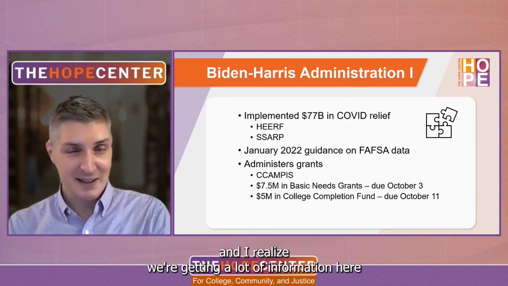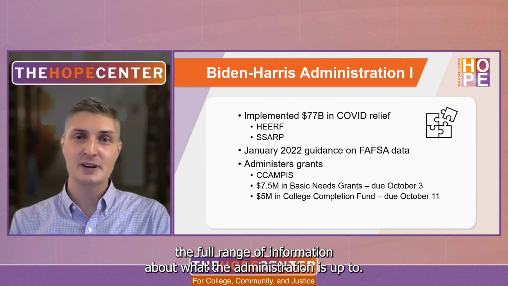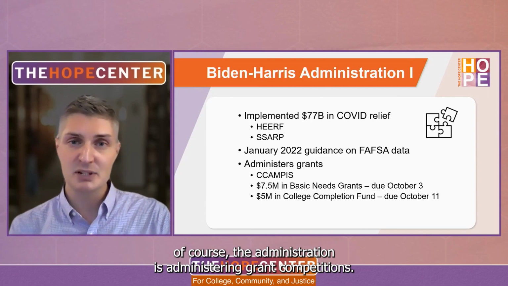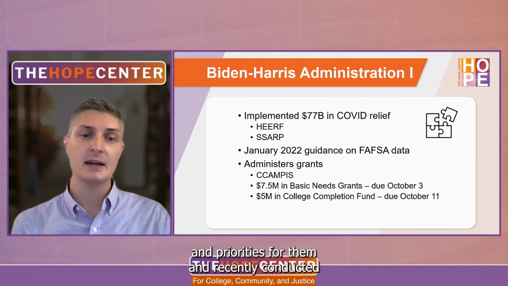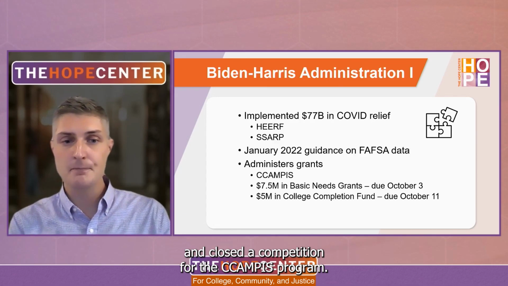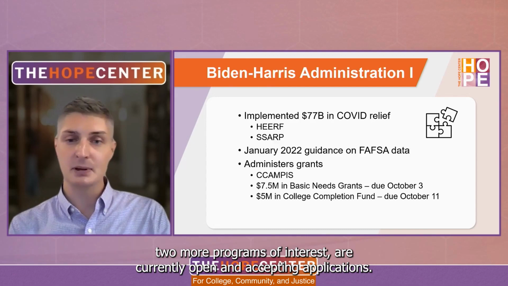Next, and I realize we're getting a lot of information thrown at you, but I want to make sure you have the full range of information about what the administration is up to. Just want to briefly mention that, of course, the administration is administering grant competitions. It's opening them, establishing the eligibility and priorities for them, and recently conducted and closed a competition for the C-Campus program. Two more programs of interest are currently open and accepting applications.